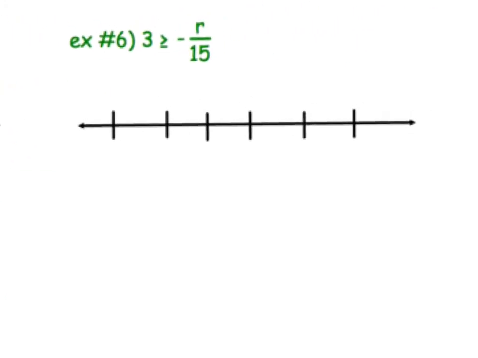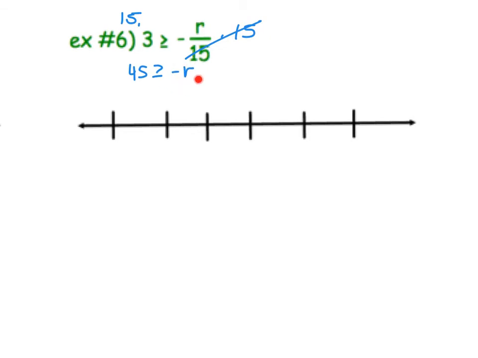Okay, let's take a look at another example here. Example 6. I have 3 is greater than or equal to negative r over 15. Again, I want to get r by itself, so I'm going to multiply by 15. That's going to cancel this out. Multiply the other side by 15. 3 times 15 is 45. Is that greater than or equal to negative r? Now this one I have negative r.